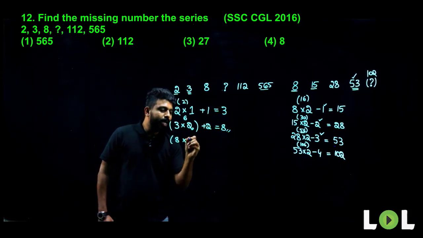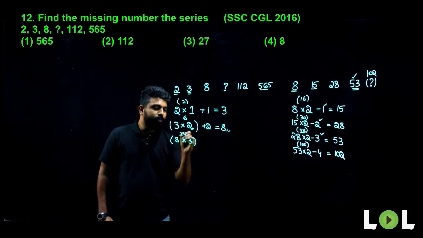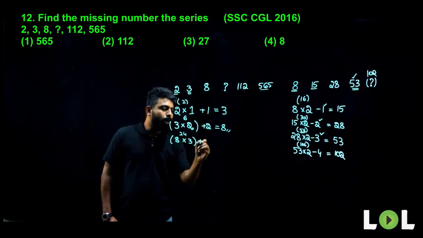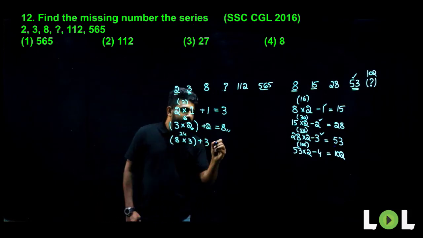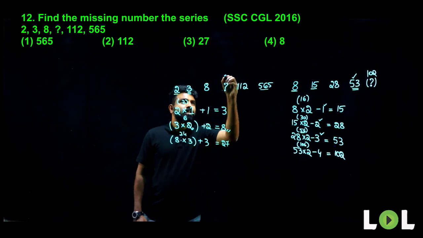I multiply it with 3. So what do I get? 8 into 3 gives me 24. Then what do I need to add? I need to add 3. So I'll be getting my missing term as 27. So my missing term would be 27.